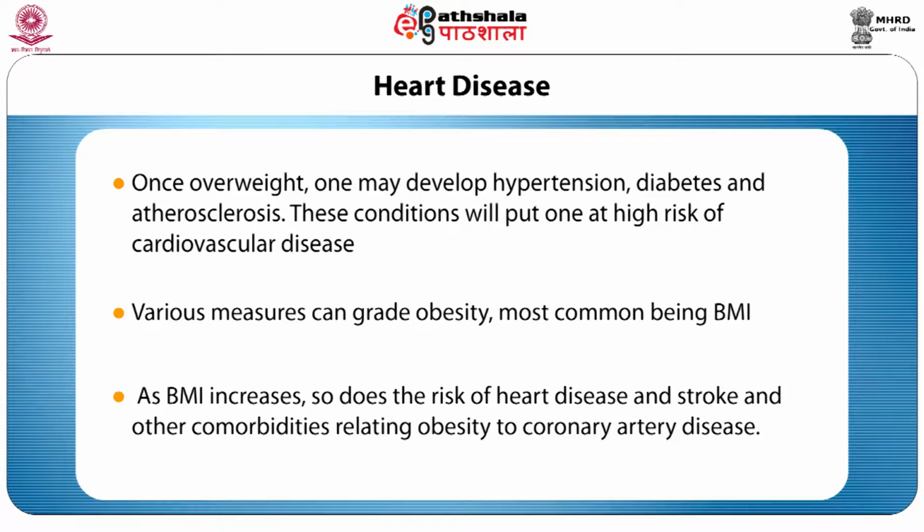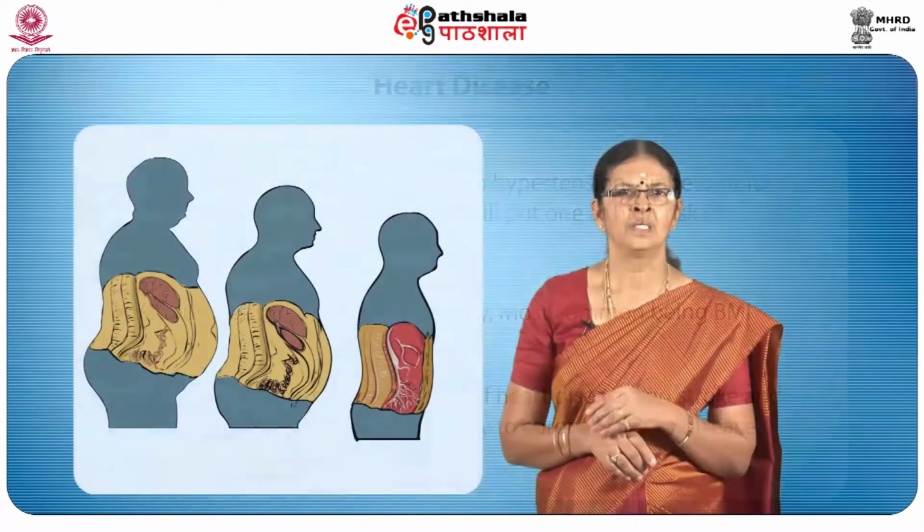If overweight, one may develop hypertension, diabetes and atherosclerosis. These conditions will put one at high risk of cardiovascular disease. One can tell if one is obese by the size of the waist, the ratio of waist to hips and the relationship between height and weight known as the body mass index, BMI. As BMI increases, so does the risk of heart disease and stroke.